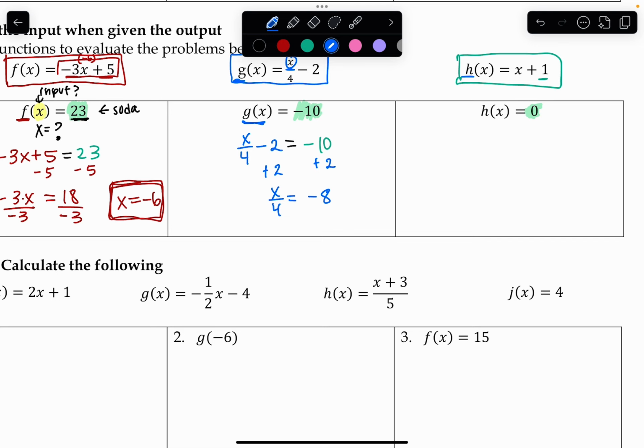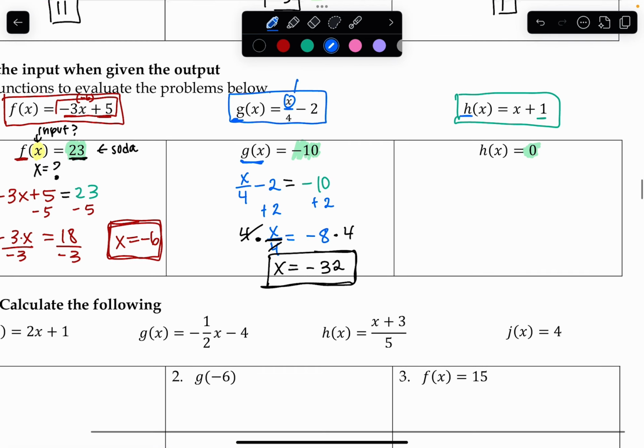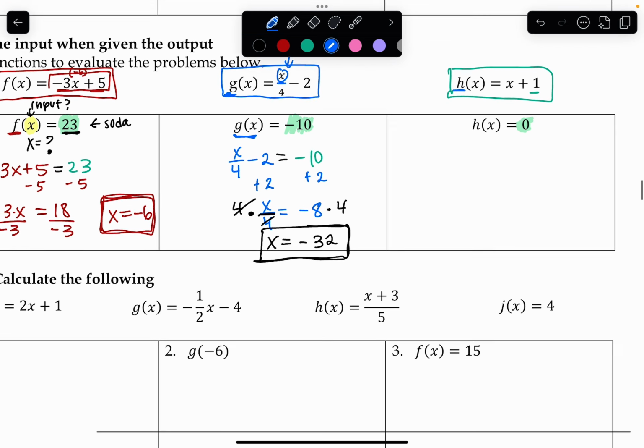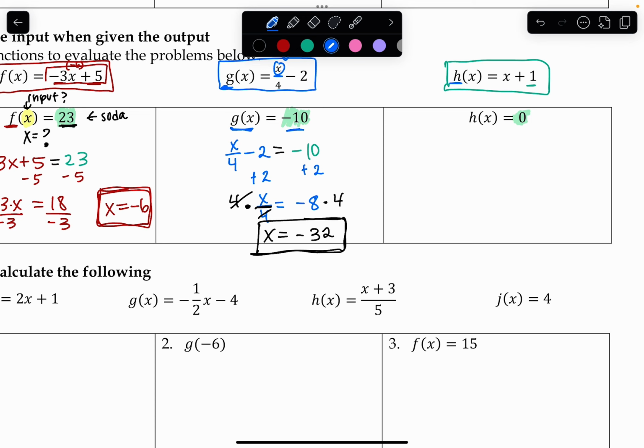And then to get rid of this 4, because we have division by 4, the inverse operation would be to multiply both sides by 4. And so x equals negative 32. Then again, you can plug that in for x into this g function, and you would see that the output would be negative 10.